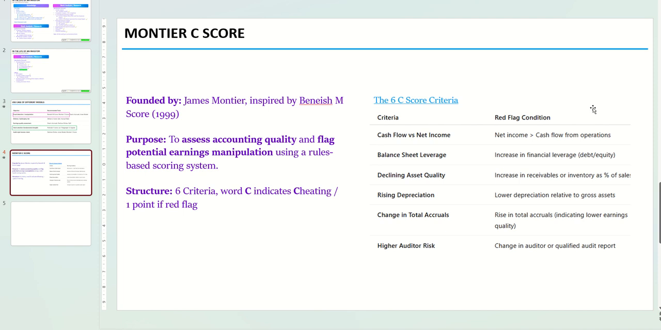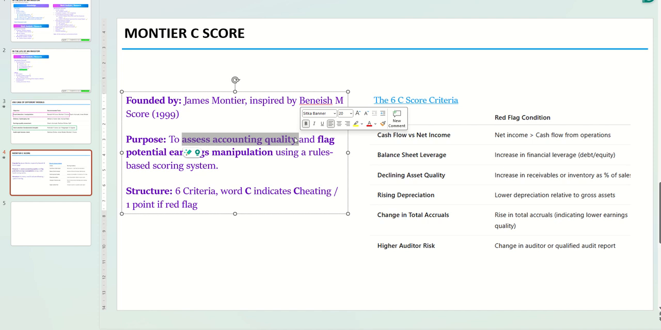This was founded by James Montier, who was inspired by the Venetian score, which we saw in the previous video. So this model would have come into existence somewhere after the year 2000. The purpose is to assess accounting quality and flag potential earnings manipulation. So note the word potential, because these are all mathematical or statistical models which cannot accurately say yes, a fraud is done or it's a clean chit, but only potentially or probably. It is based on a rules-based scoring system which we'll shortly see.